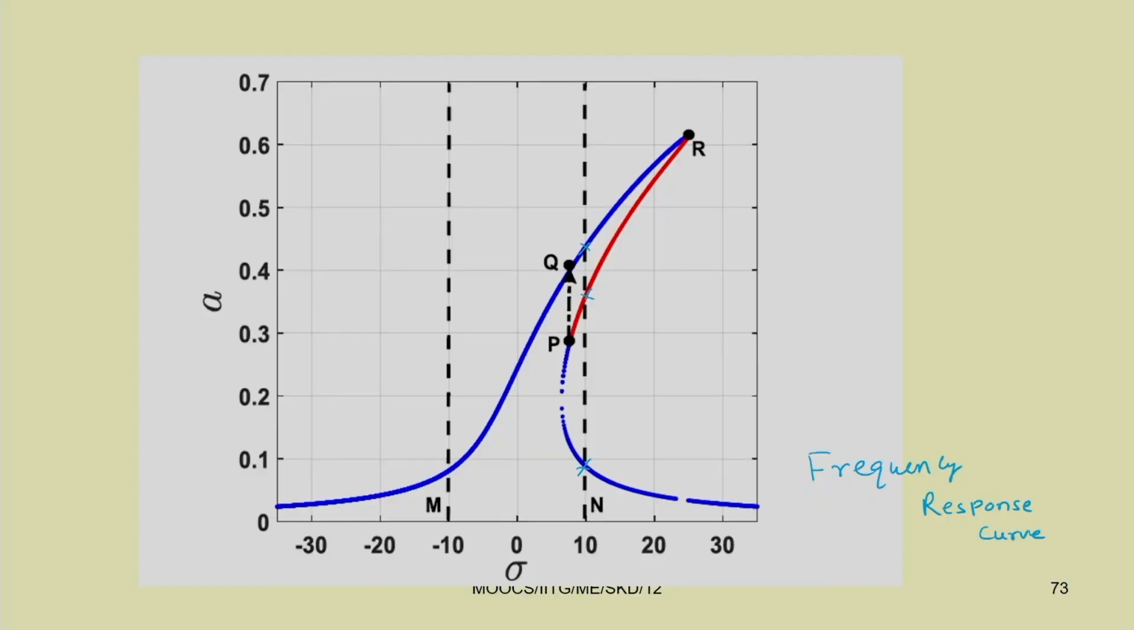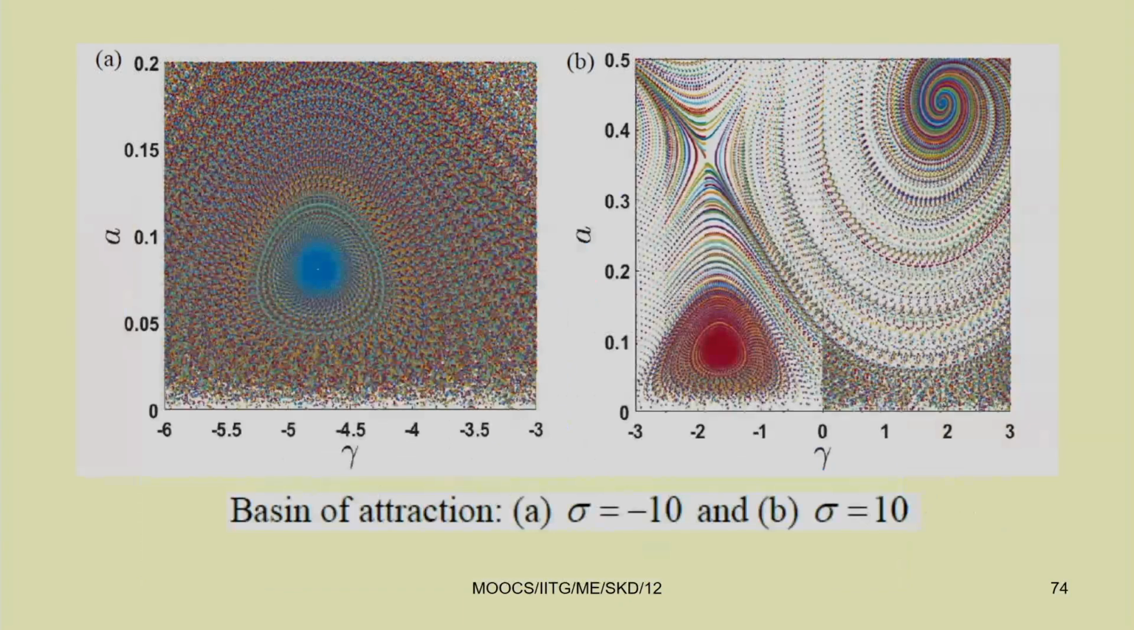So, if one plots all the initial conditions of a system at a particular value of sigma, then you can obtain the basin of attraction. Here, with different values of initial conditions, this basin of attraction has been plotted. One can see this is one solution, this is the other solution and this is the unstable solution which looks like a saddle point.